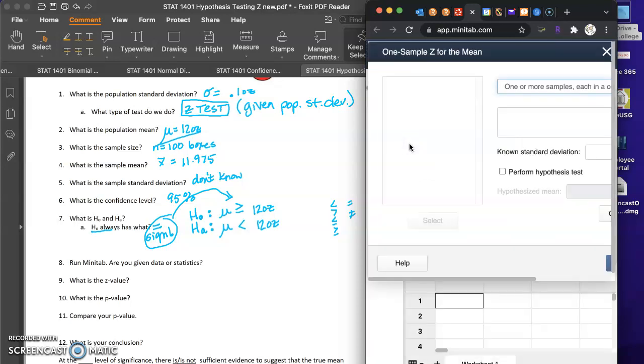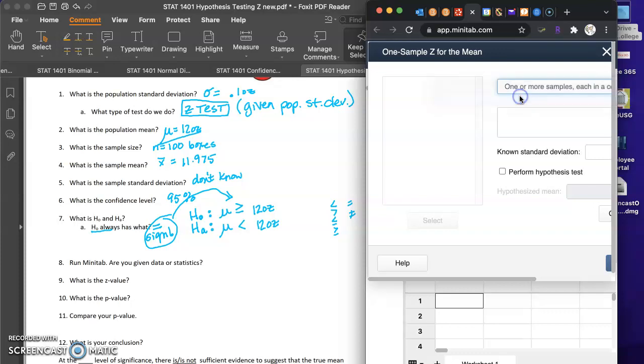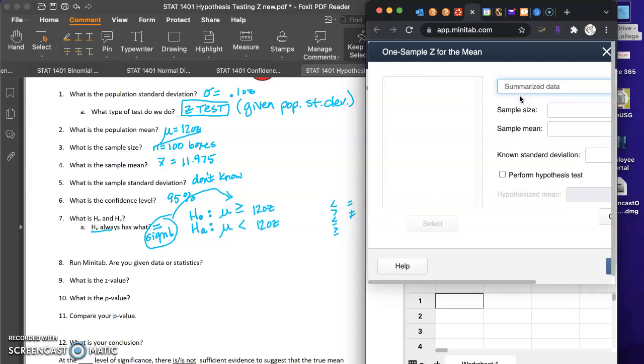So click on that. Once you've clicked on that, we want to choose something on this first tab. This first tab is really just asking, is all your information in a column, or do you have all the statistics given in the problem? We have all the summarized data, or all the statistics, given in our problem. We don't have one column of the 100 different boxes' weights.